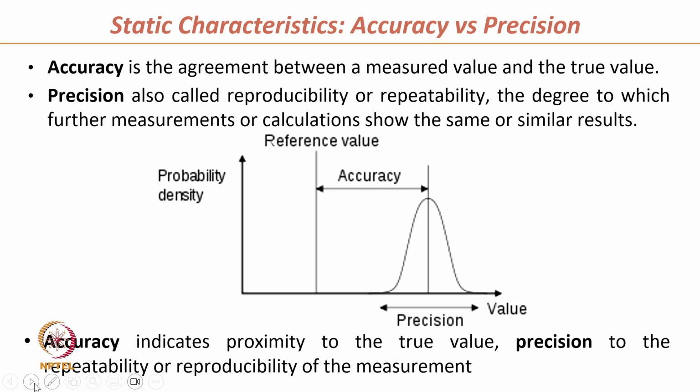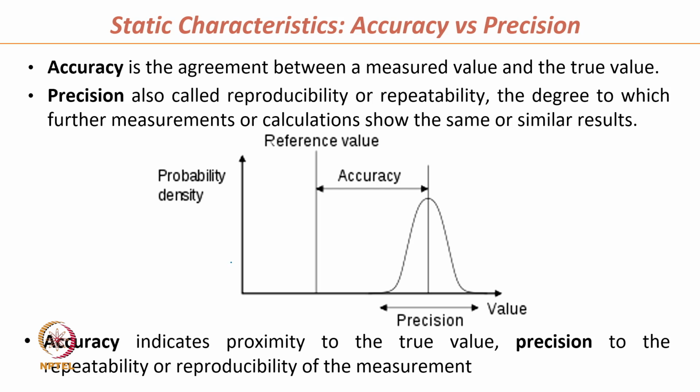Accuracy is the agreement between the measured value and the true value. It shows how close what we measured is to the true value of the parameter. However, precision is, if we repeat the experiment multiple times, how closely the output is confined. All the outputs should be in a very close range, that is called precision.